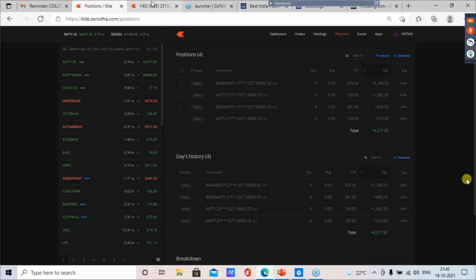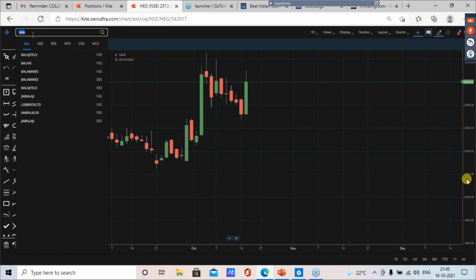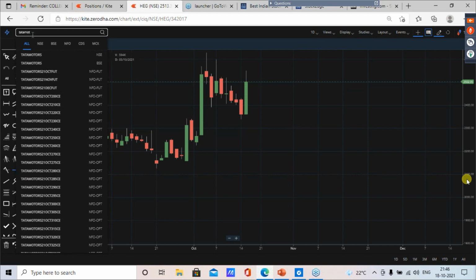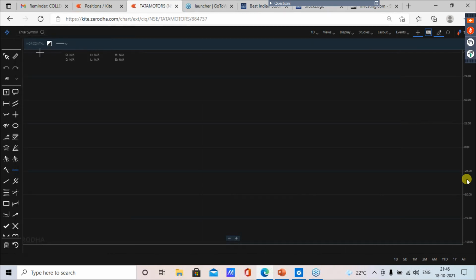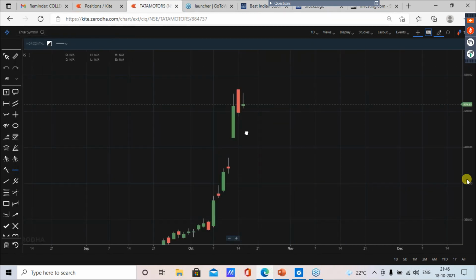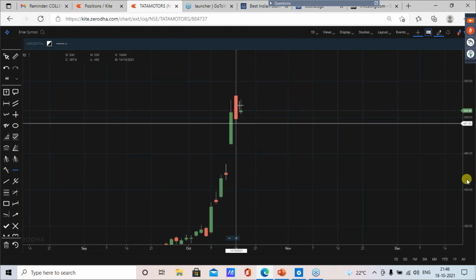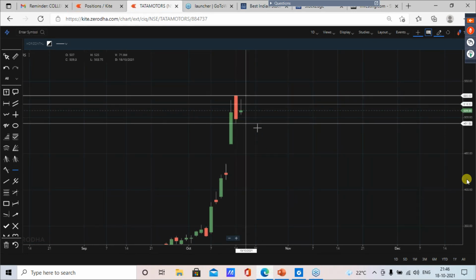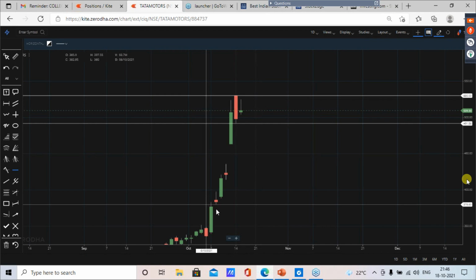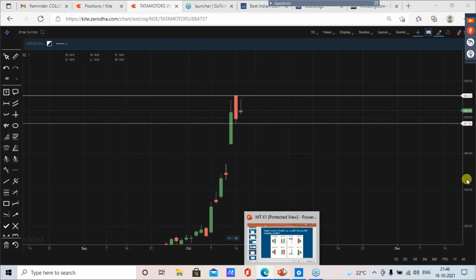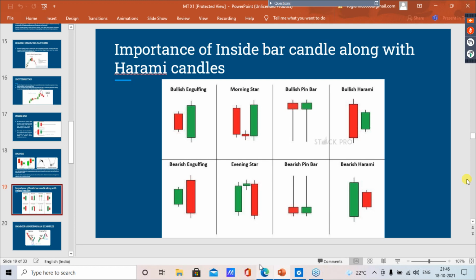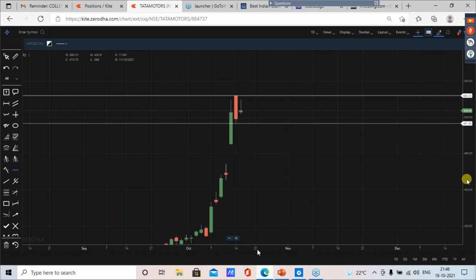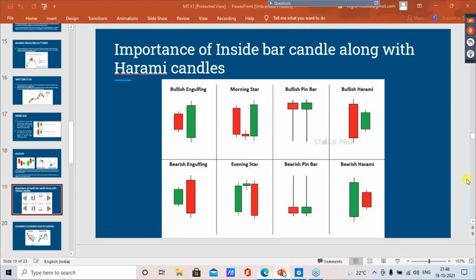I'll take Tata Motors because Tata Motors is in news because of its bullish move. Is this a classic example of bearish Harami? Can you reconfirm? Is it a bearish Harami or a bullish Harami? I'll just show you the example, the slide. Based on this color coding, is it bullish Harami or bearish Harami?